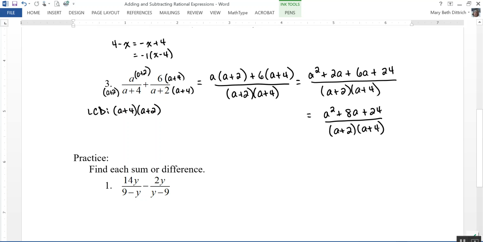The only other thing I might check with this one is to see if my trinomial in the numerator can be factored, which I don't believe it can. If it could, you might want to factor it and see if one of those factors can cancel with a factor in the denominator, but in this case, no, and that's my final answer.